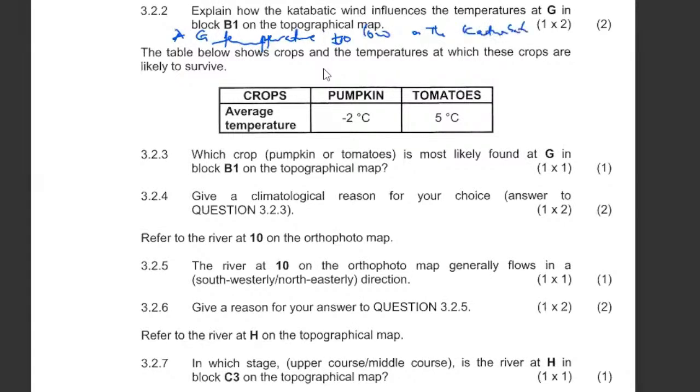katabatic winds descend over the valley slopes.